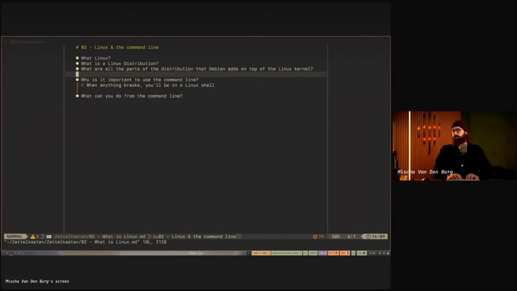And I also want to go more into why it is important to use the command line, especially if you want to land a career, a DevOps job, and make good money doing that. Why is it that I put so much emphasis on working on the command line? And we'll see how far we get.